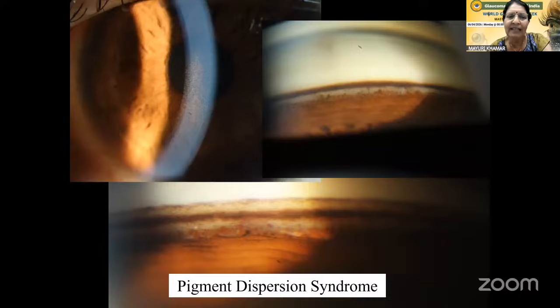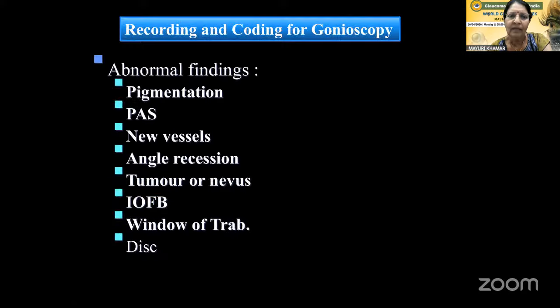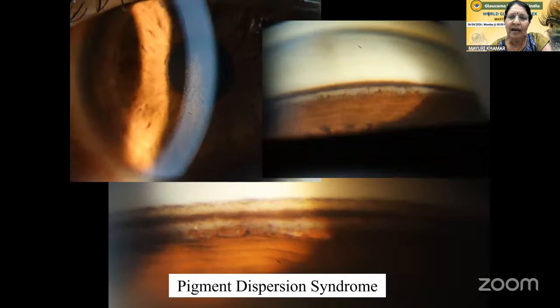So this is a classic example of pigmentary glaucoma. You can see the grading of the angle. Very, very minimal pigmentation, that is grade 1. This is grade 2 pigmentation. You can see all the angle structures here. And this is pigment dispersion syndrome with a Krukenberg spindle. And the pigment you can see is grade 3. You can see the scleral spur. If it is grade 4, no angle structure is visible.